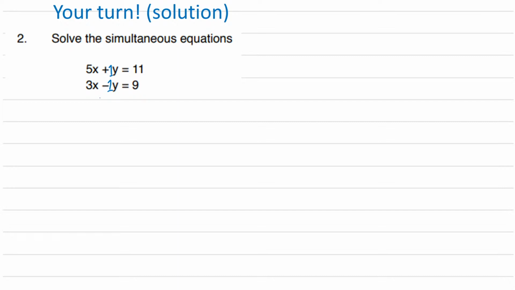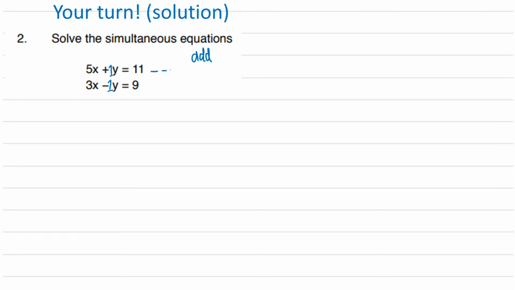So am I going to add or subtract? If I subtract, I'm going to get 2 y's because it will be 1 y, take away minus y. It will become 1 plus y. So I can't do that. It means I need to add the 2 equations. So we're going to add. So remember, if the coefficients have a different sign, then you need to add, okay?